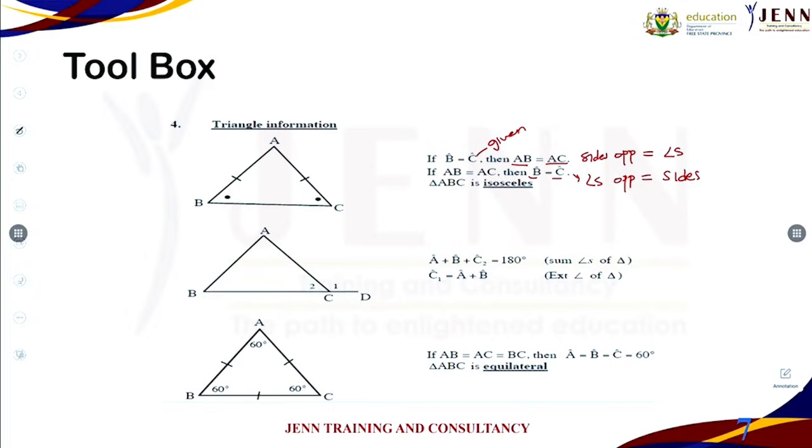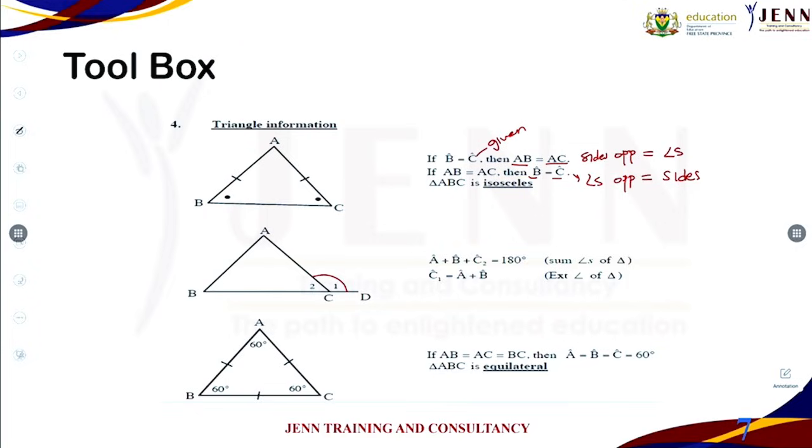And then on the second one, we know that angle A plus angle B plus angle C, the sum of interior angles of a triangle, they add up to 180. So that is the triangle information that you need to know. Therefore, also under triangle information, we know that the size of angle E2 is equal to angle A plus B. Reason for that is an exterior angle of triangle.